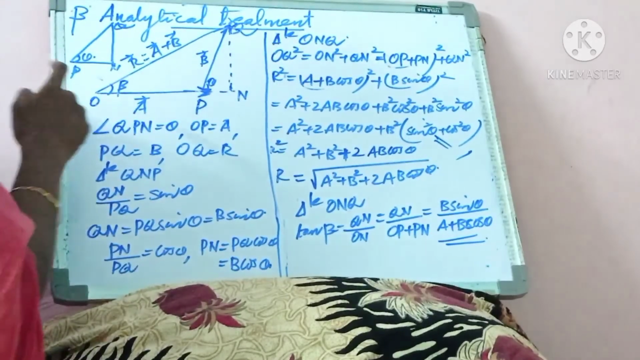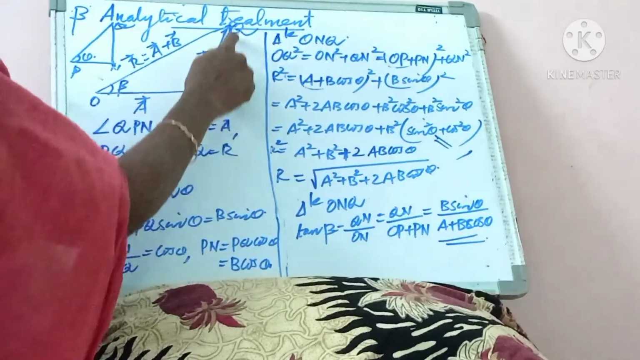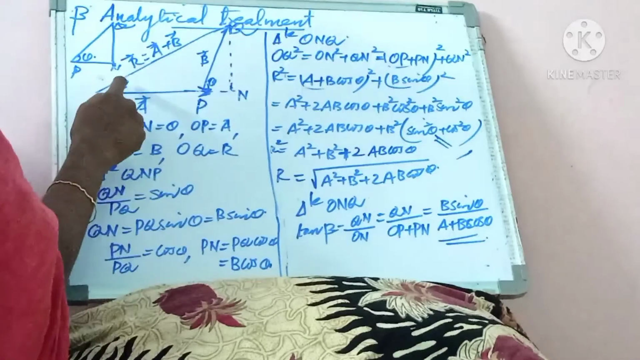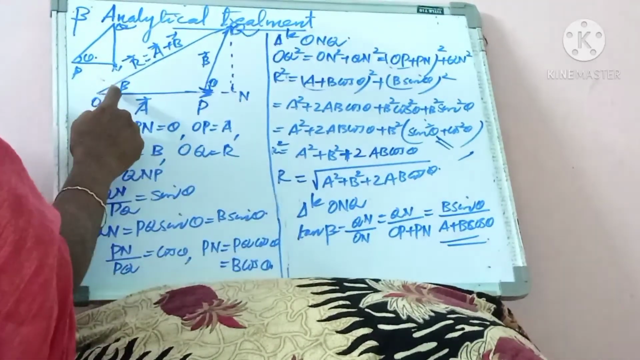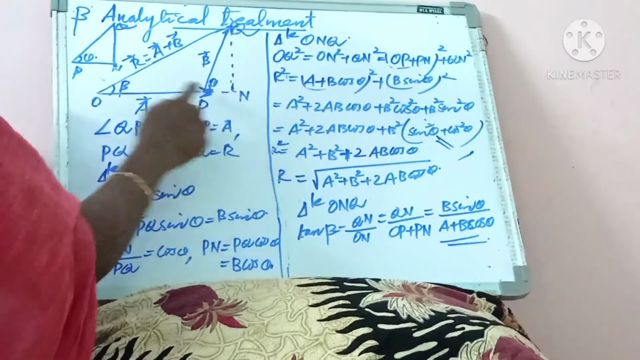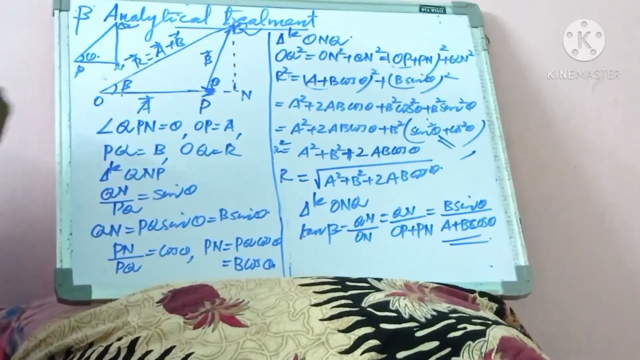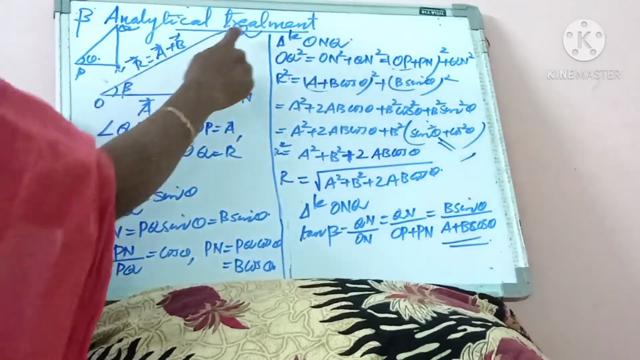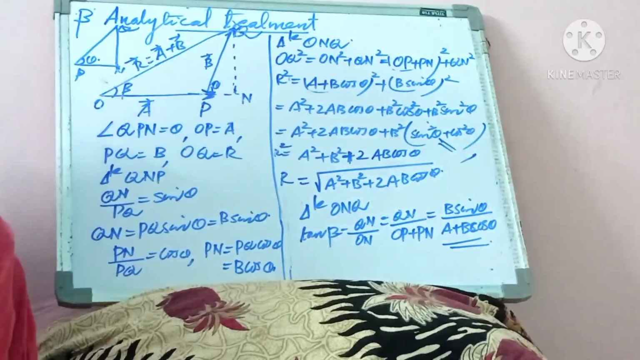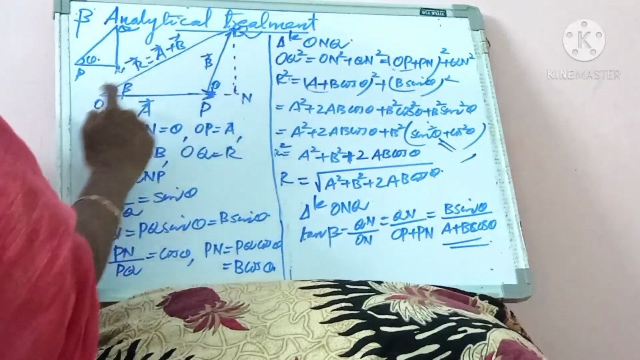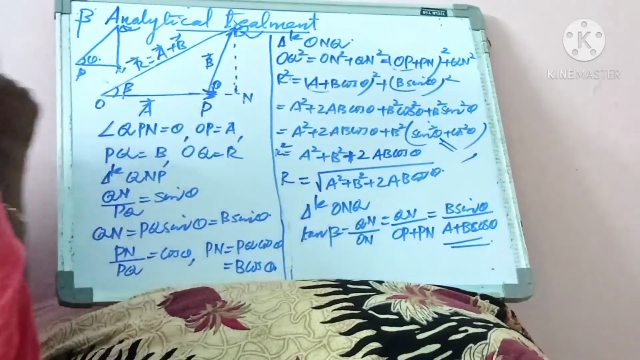Then, by considering the triangle ONQ, we can write tan beta. You know what tan theta is? Opposite side by adjacent side. So tan beta is QN divided by ON. So we can write tan beta equal to QN by ON.